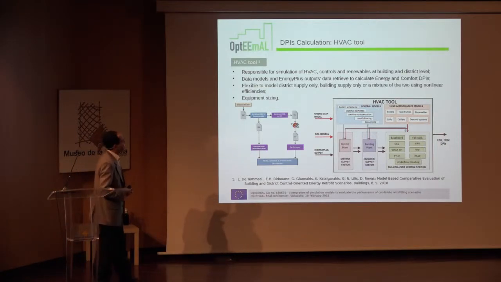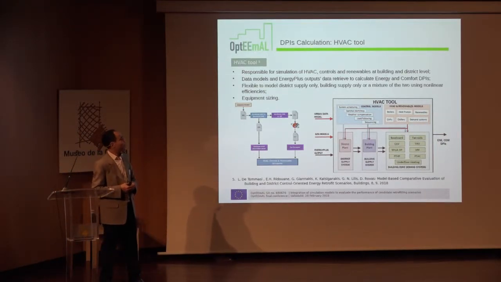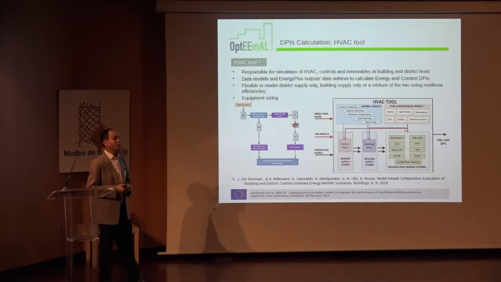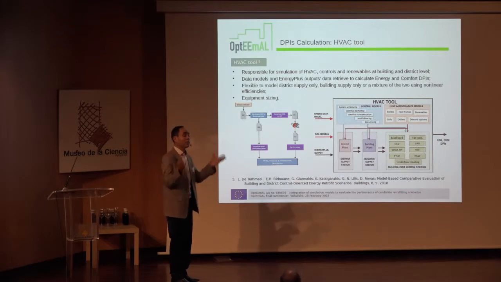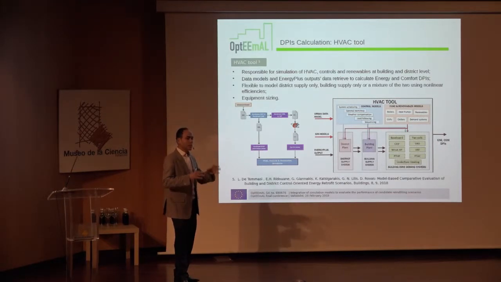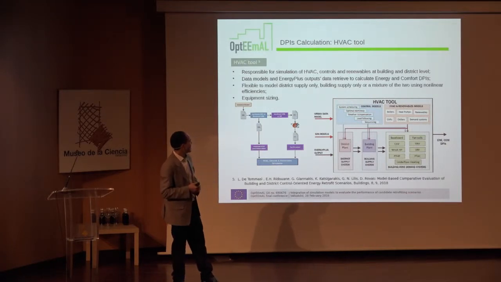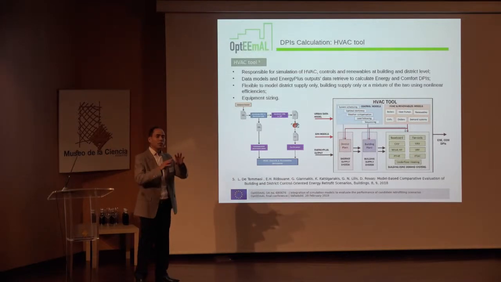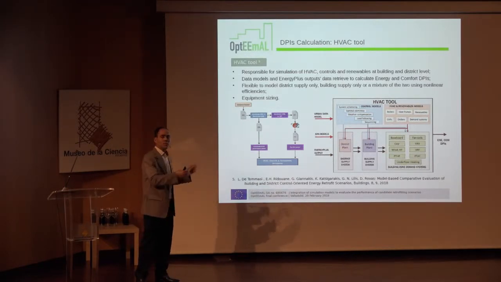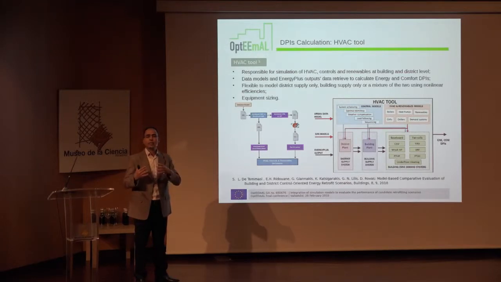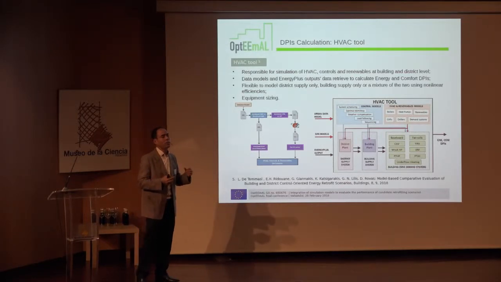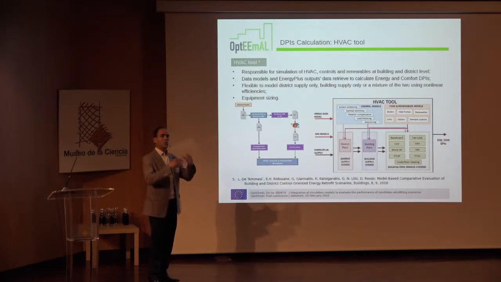And I'm here to give you a quick overview of the simulation of the active systems within the OptEEmAL platform. So in OptEEmAL, all the active controls and renewables are simulated within a dedicated tool that was developed in OptEEmAL that is part of the simulation module. And we call it the HVAC tool, as you can see here. So the idea is to decouple the simulation of the active elements from the passive elements. And this way we have more flexibility on the type of system we want to model, the types of control strategies we want to implement, and so on.